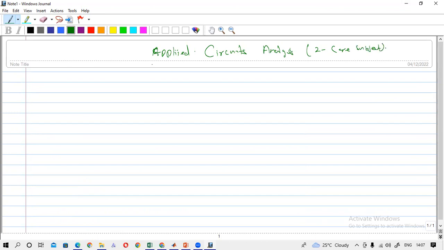In this course we are mainly focusing on LRC circuits: inductor, resistor and capacitor circuits. Actually we are mainly focusing on the AC part, alternating current analysis, not the DC analysis. In this course you have to mainly analyze these LRC circuits in the AC domain.